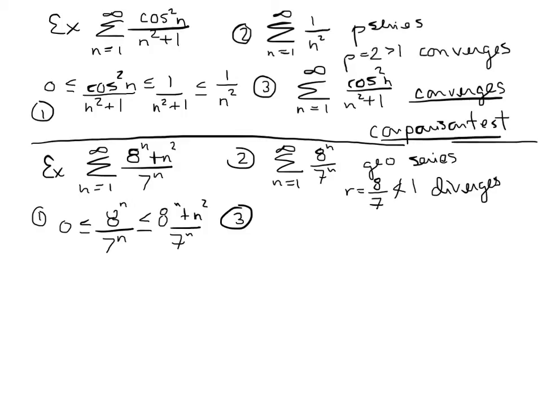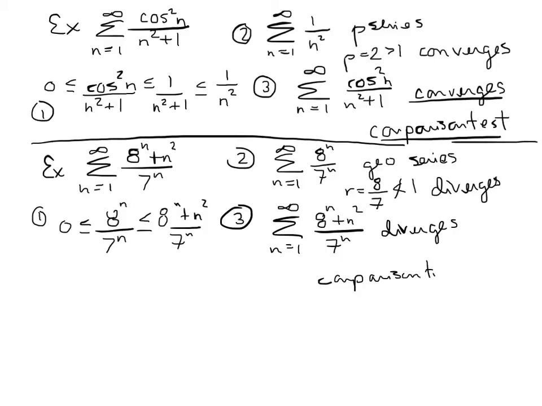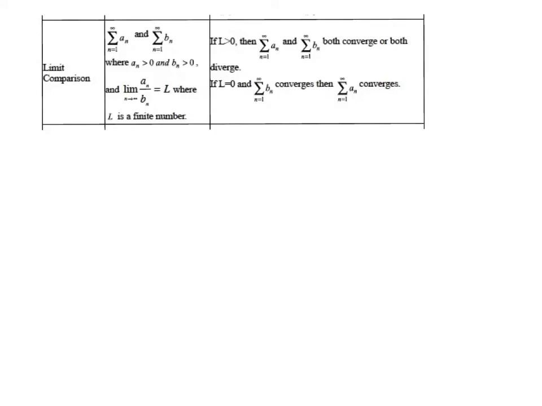So here's the conclusion. The original, the sum from n equals 1 to infinity of 8^n plus n squared all over 7^n, diverges, and we used the comparison test. Okay, so there's a couple examples of comparison test. And next, let's look at limit comparison.